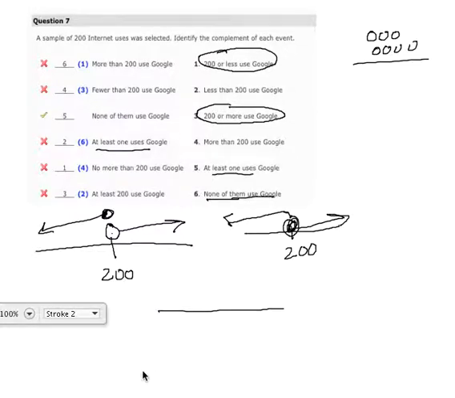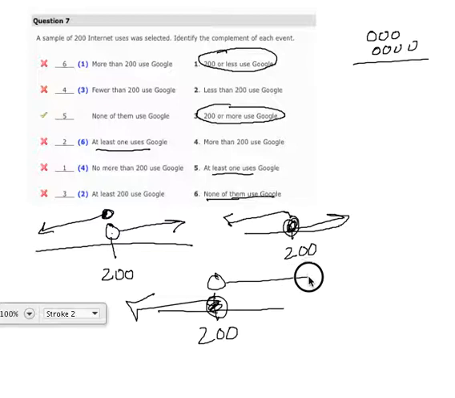And number 4, no more than 200 use Google. No more than 200. Here's 200. No more would be 200 or less. So the opposite of that would be more than 200. So that would be 4.